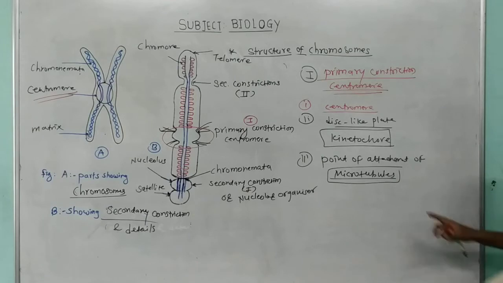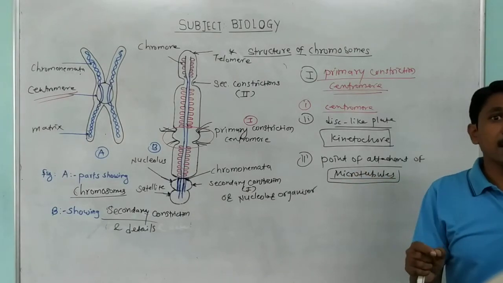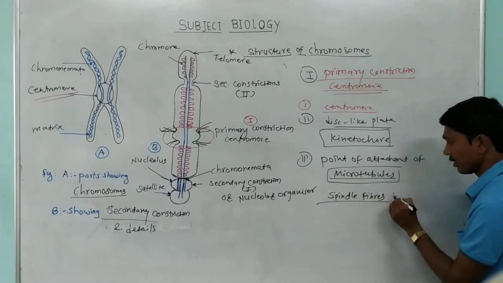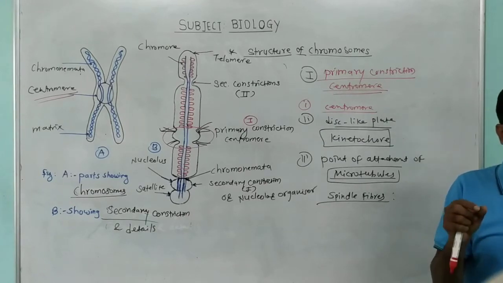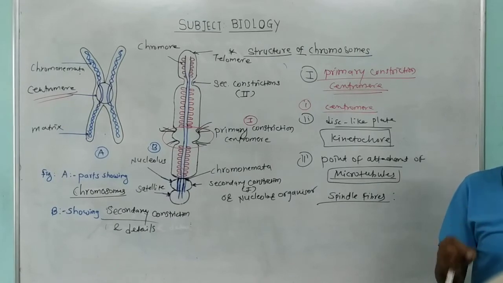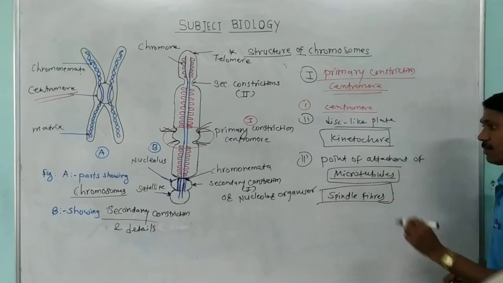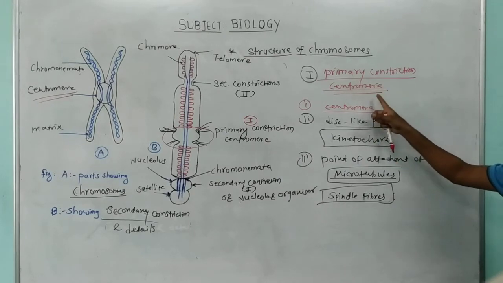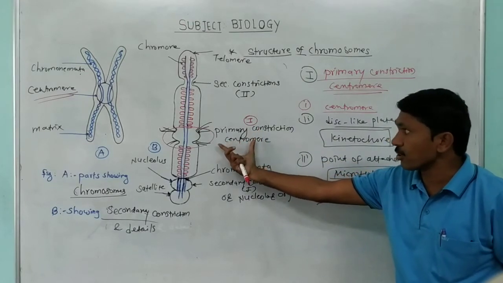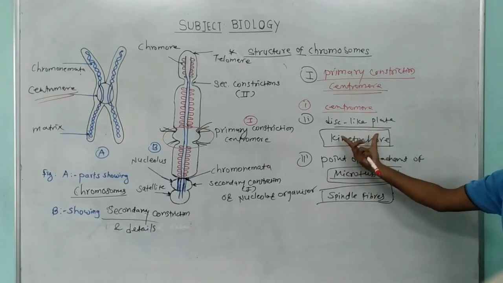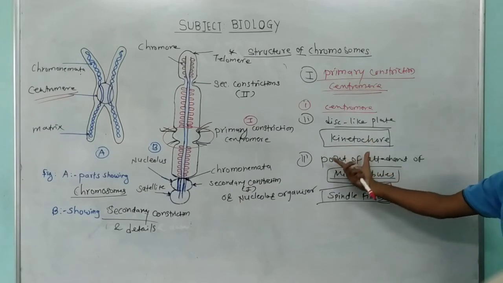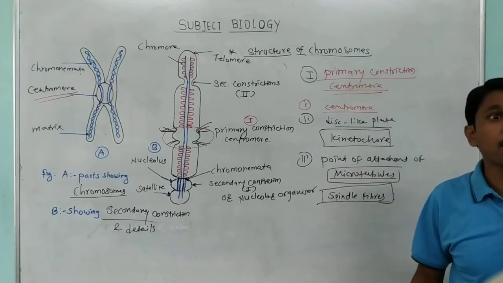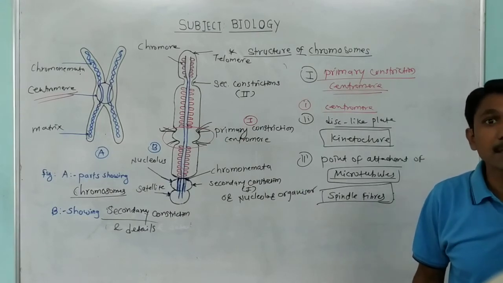Microtubules give rise to the spindle fibers, and the spindle fibers are helpful for the movement of the chromosome during cell division. They are also called tractile fibers. So in the primary constriction, the most important terms are: the primary constriction, also called the centromere, which has a disc-like plate called the kinetochore, the attachment site for microtubules, which give rise to the spindle fibers for the movement of the chromosome during cell division.